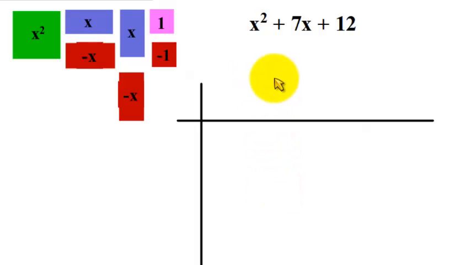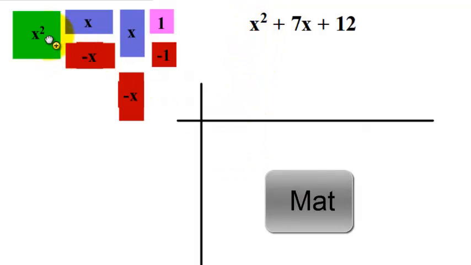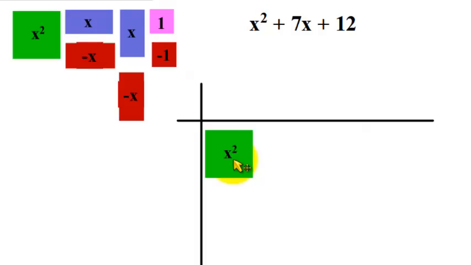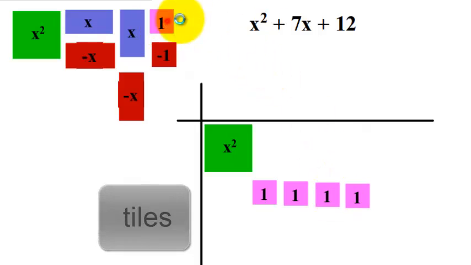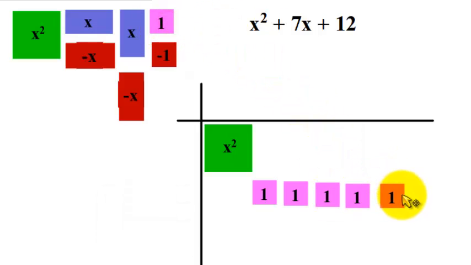Okay, so let's start by dragging x squared inside our mat. So I have my x squared here. Next, we are going to drag 12 inside our mat. We will just leave the middle term for the meantime. So I will have 12 positive here. Now when you arrange your pink tiles, I suggest that you form a rectangle among the pink tiles. So I will have 12, so I can have 1, 2, 3, 4, 5.